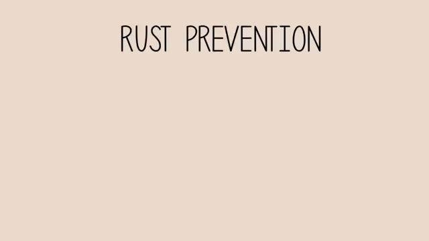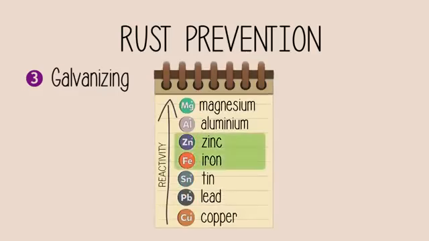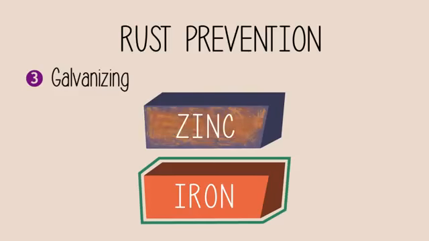Another way to prevent rusting is a sacrificial protection method called galvanizing. Have a look at this reactivity table. Zinc is more reactive than iron. When exposed to oxygen and moisture, zinc will corrode faster than iron. So if we put them together, zinc protects iron but is sacrificing itself, hence the term sacrificial protection.